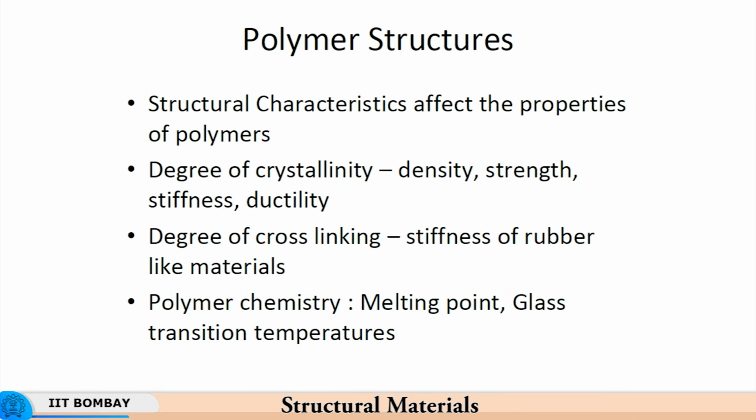So the degree of crystallinity, density, strength, stiffness, ductility, these are the parameters which we would like to investigate when it comes to polymeric structures. Now polymeric structures can be crystalline, can be amorphous. Now if you take a crystalline polymer, unlike metals, it is not 100% crystalline. So a polymeric structure may not be fully crystalline, it is usually partly crystalline.